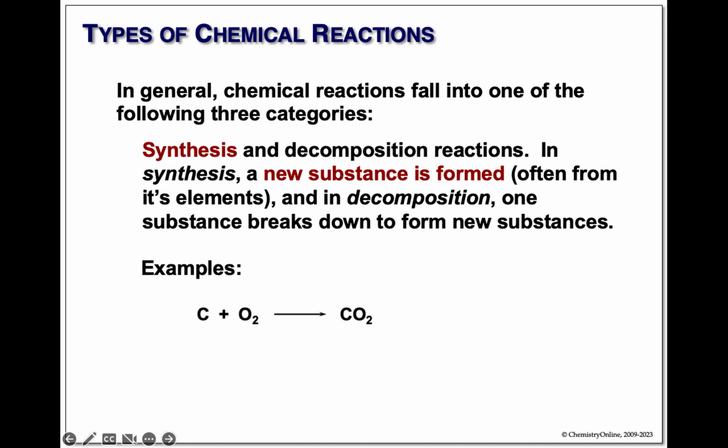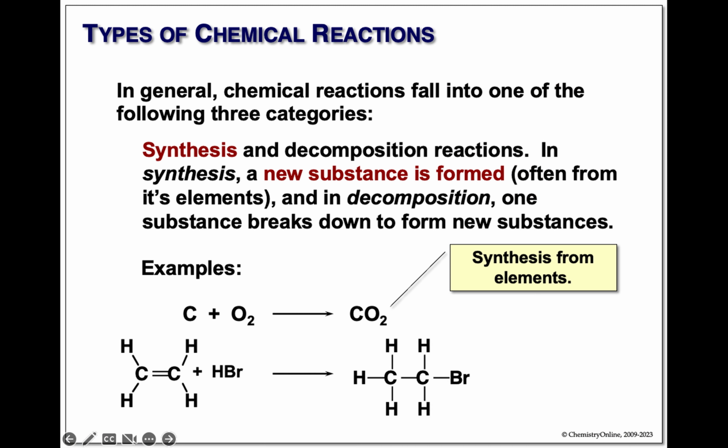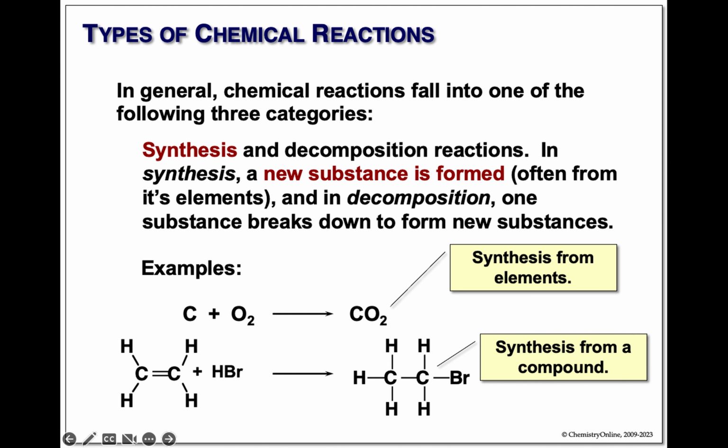Example, carbon plus oxygen gives CO2. Think charcoal, okay? We are taking elements, we are reacting them and making a compound. Well, synthesis from the elements. We can also do synthesis from compounds. Here we have the organic compound ethene reacting with hydrogen bromide to give bromoethane. All compounds, we can do synthesis from both.